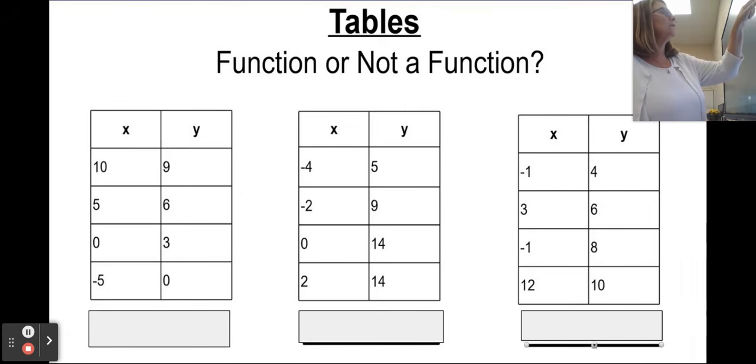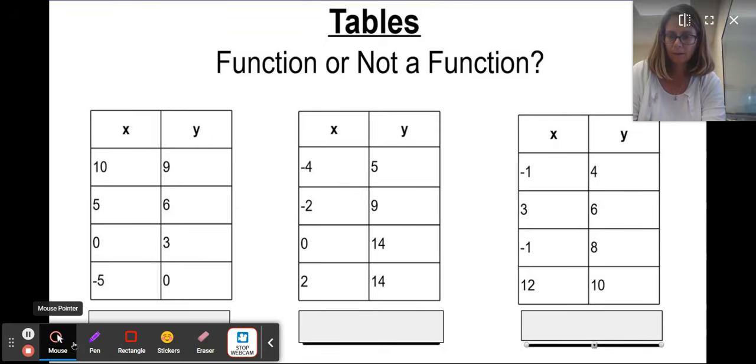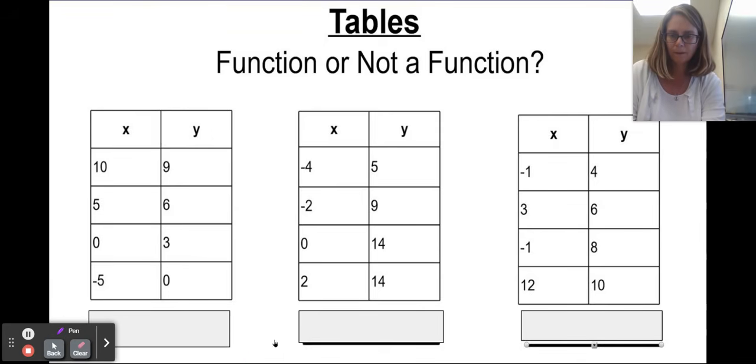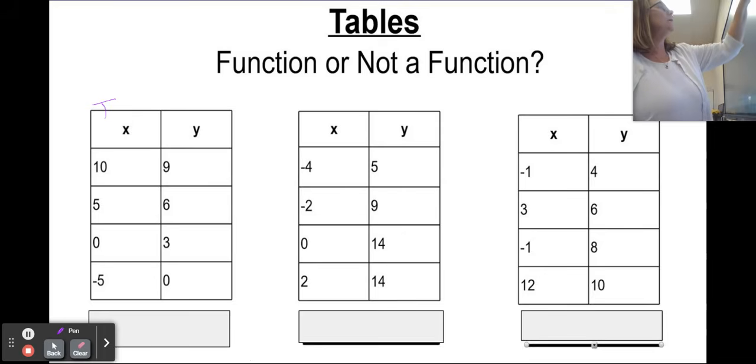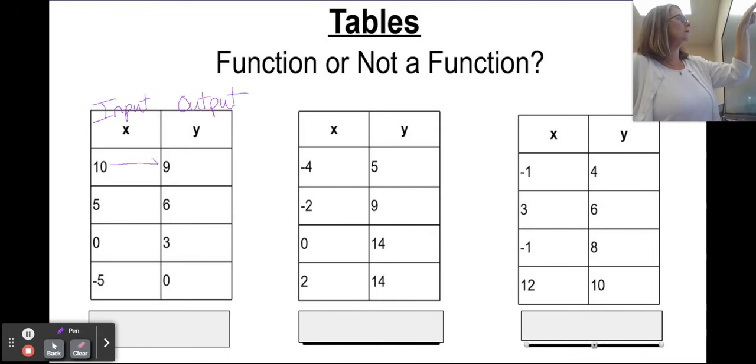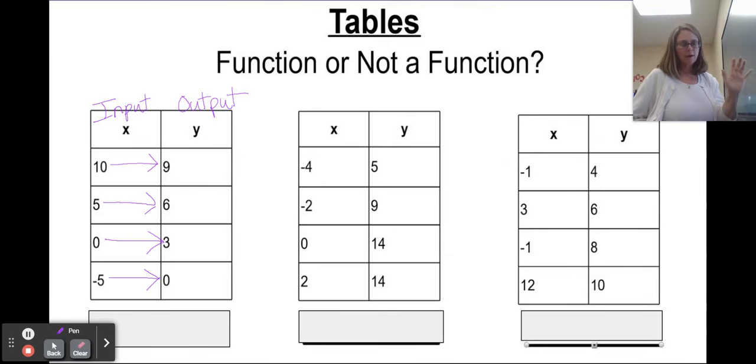Whenever we input one value, we can only have one output. So whenever we input, in this case 10, there's only one possible output, and that's 9. Input 5, one possible output. Input 0, one possible output. Input -5, one possible output. So this one is a function.